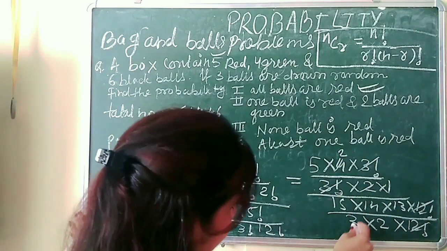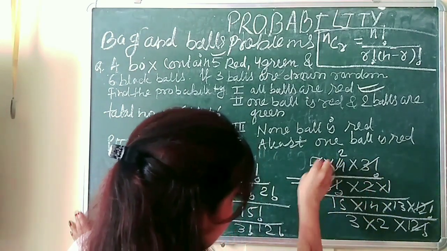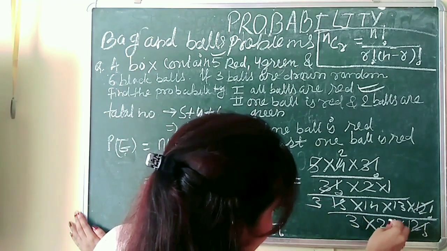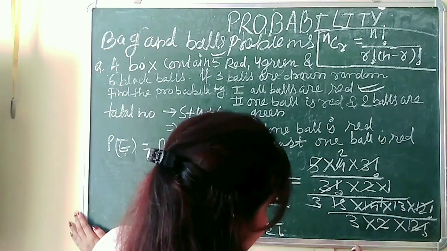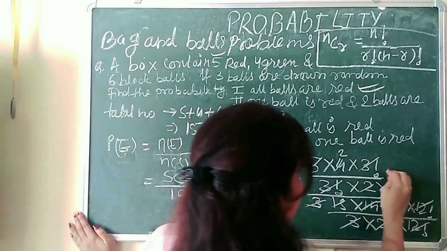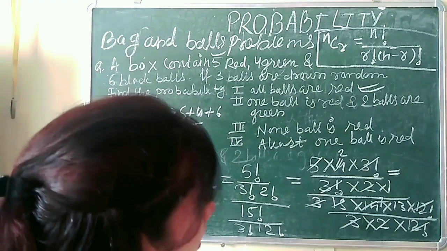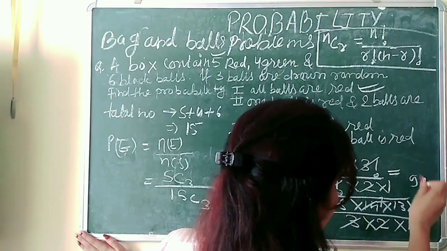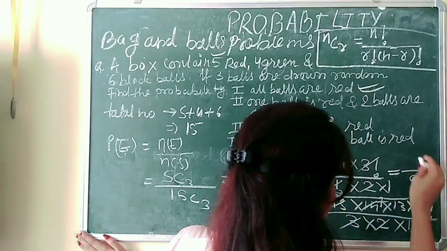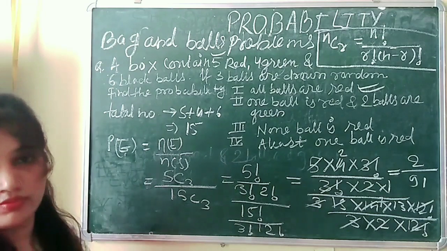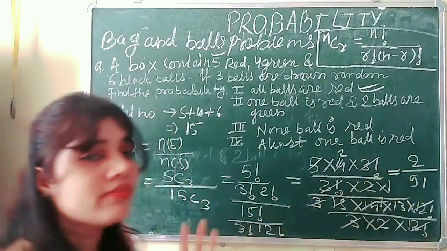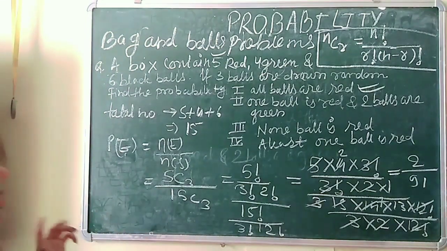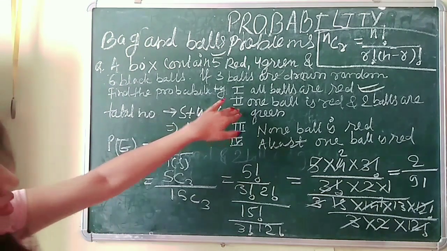Here we will get 13 cross 7 is 91, so 2 by 91. We get 2 by 91 after solving this. Okay, so just take a screenshot, then we will solve the second one.